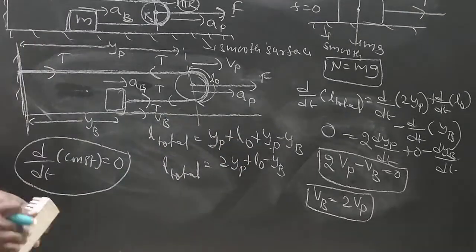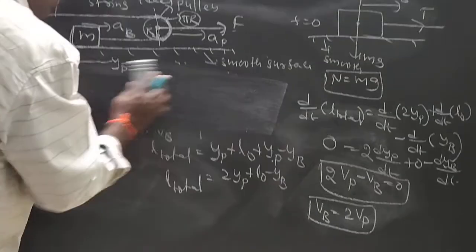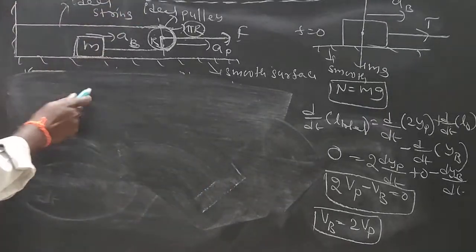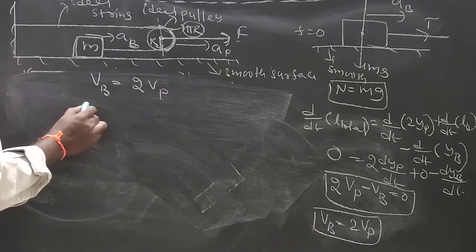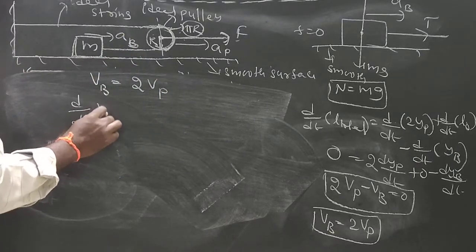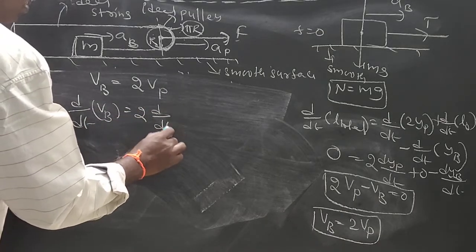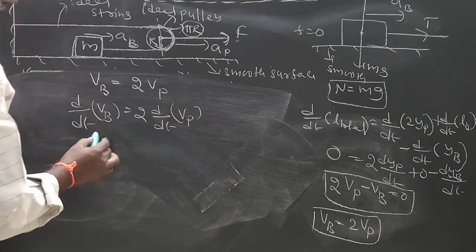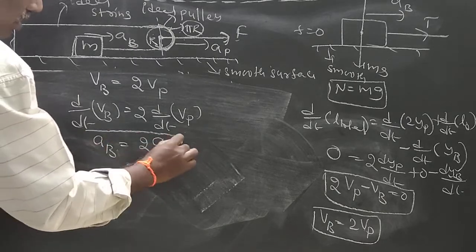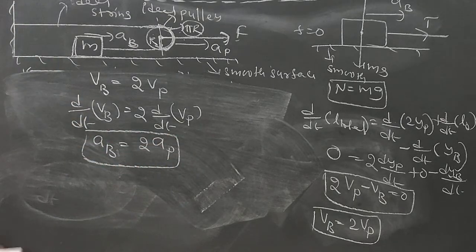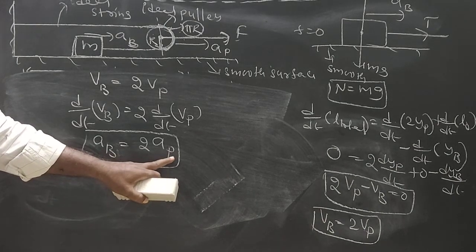So here, how to find the acceleration? Again, we differentiate the velocity of the block with time. Vb is equal to 2 times velocity of the pulley. So d by dt of Vb is equal to 2 into d by dt of velocity of the pulley. So the acceleration of the block is equal to 2 into acceleration of the pulley. This is the constraint relation.